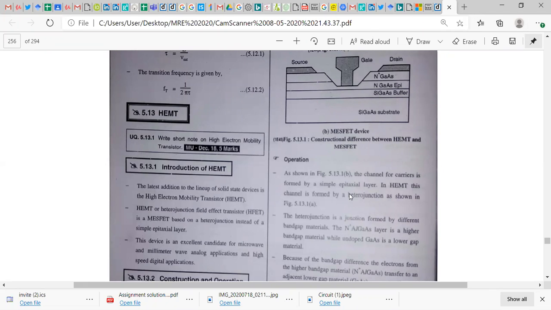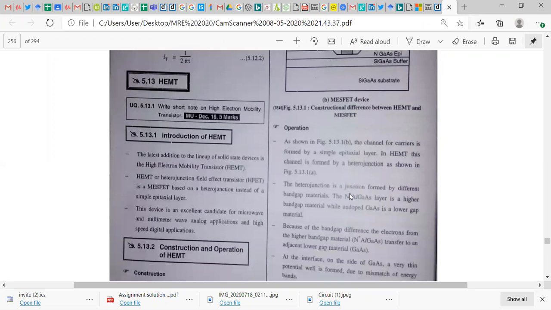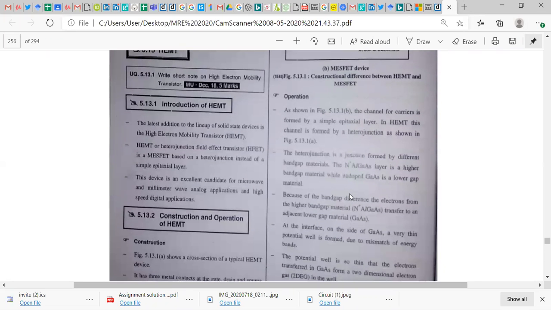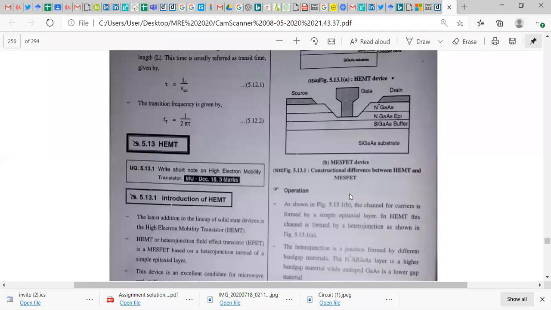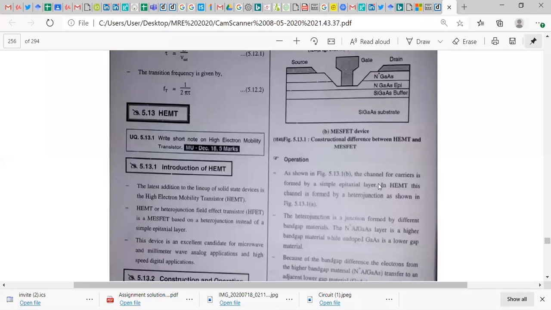The heterojunction is a junction formed by different band gap materials. The N plus GaAs layer is the higher band gap material, while doped GaAs is the lower band gap material. Both the N type and N plus type will have different energy levels because it is highly concentrated. The energy band of N plus will be higher than the N type layer. In this way, we form a heterojunction, where metal is connected to two semiconductors having different band energies.